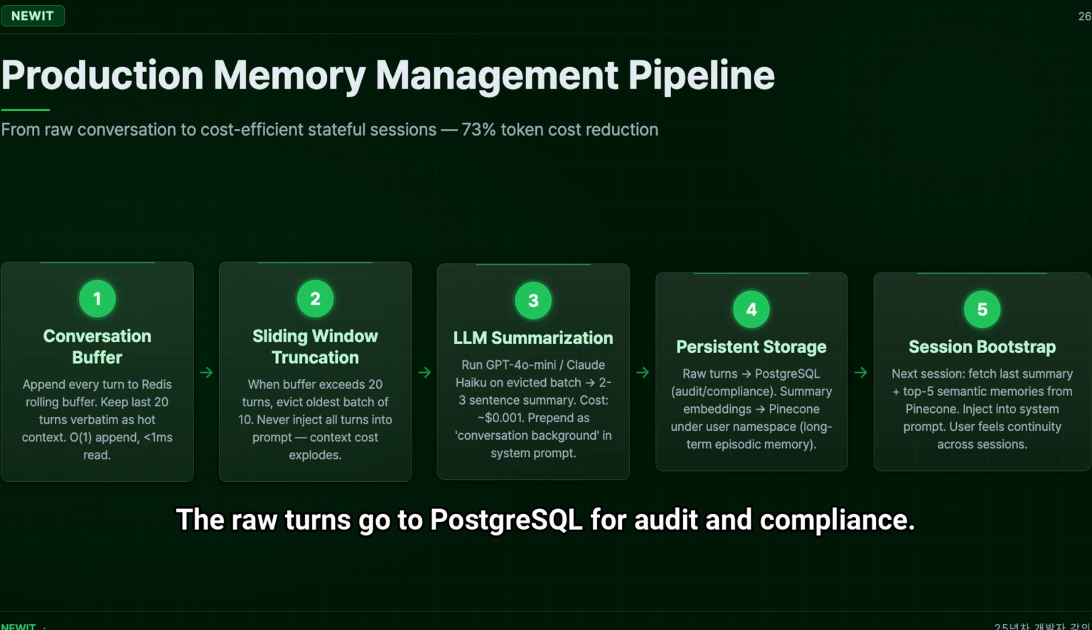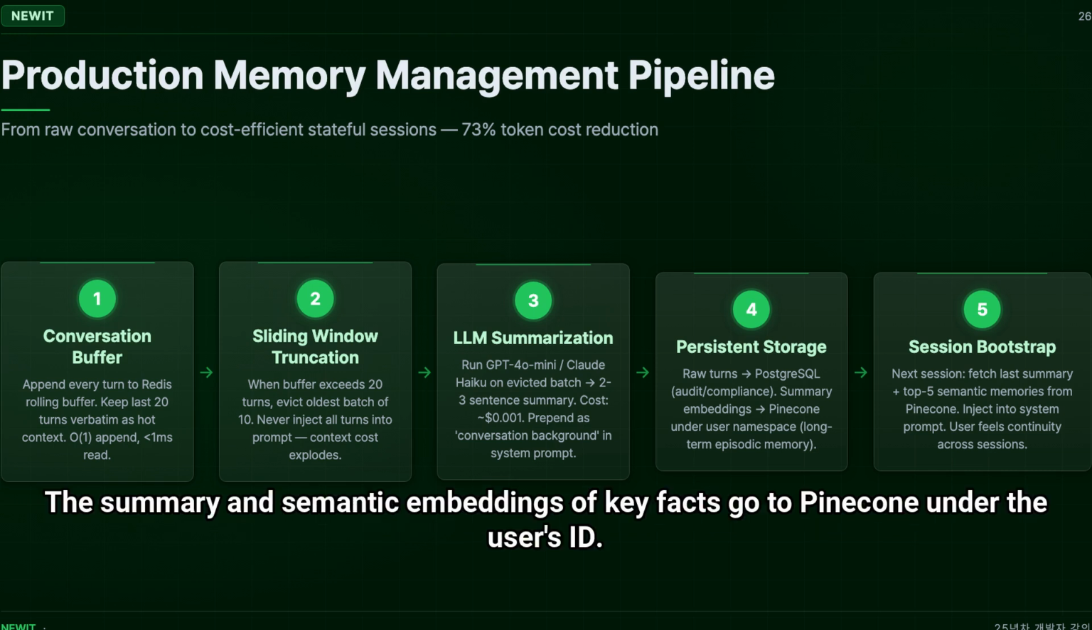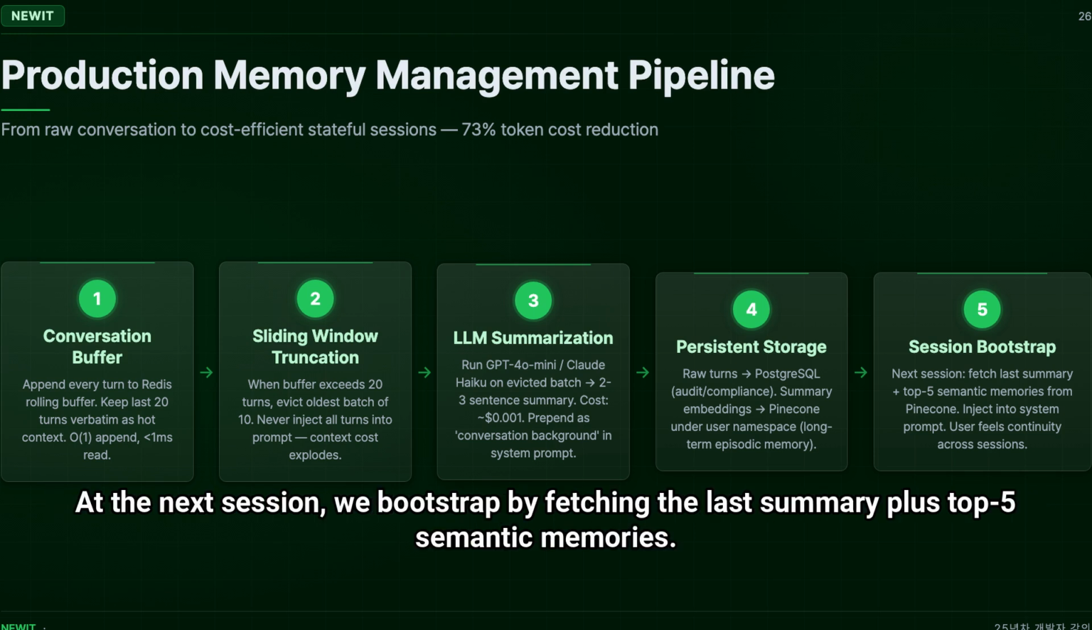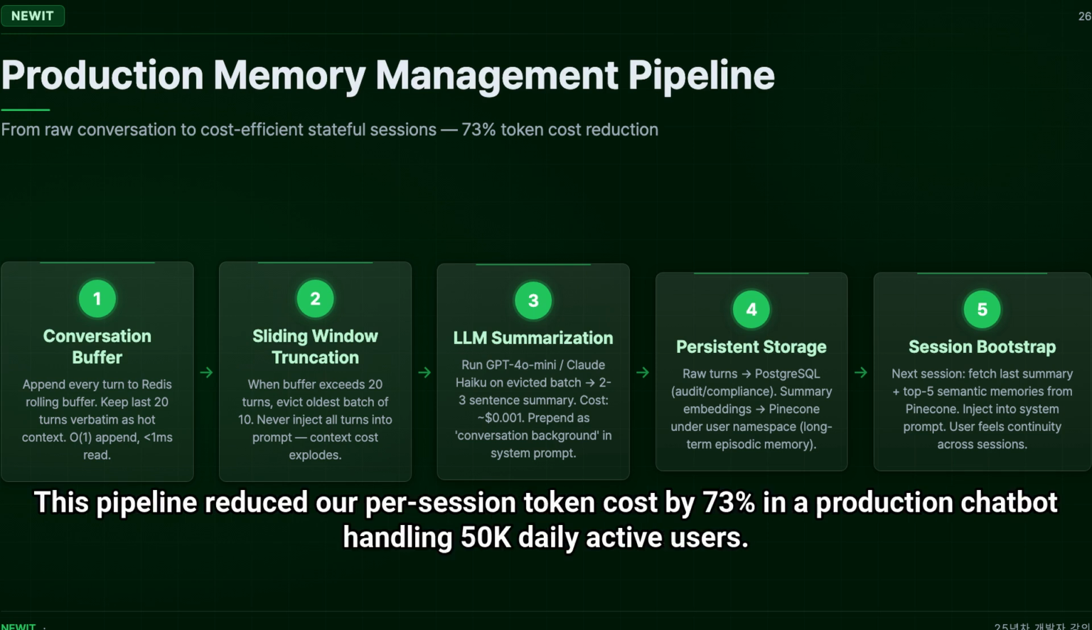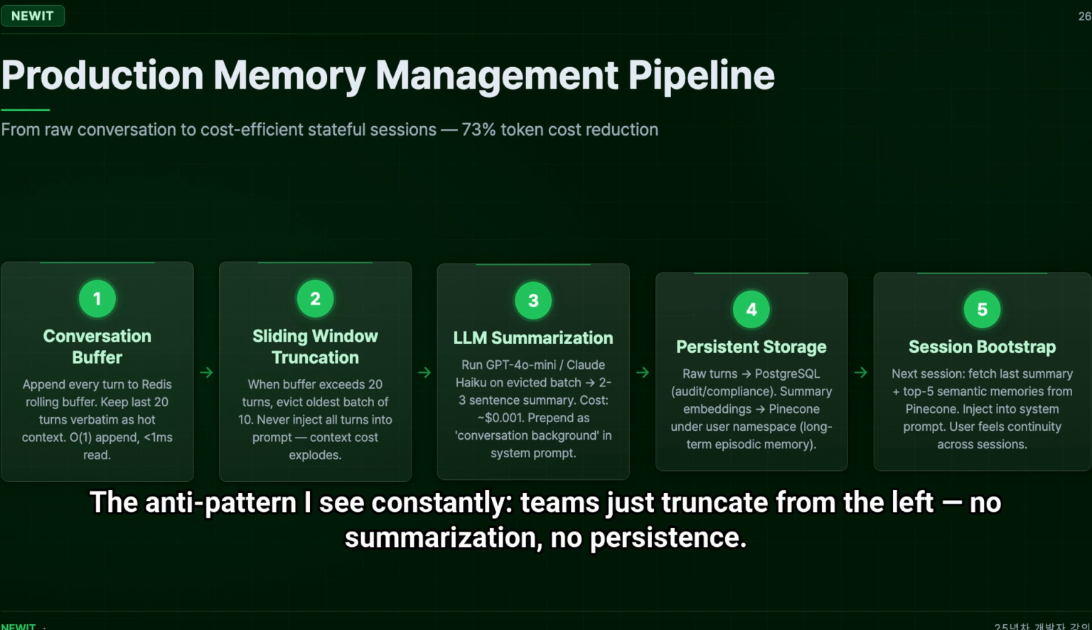Step 4. Persistent storage. The raw turns go to PostgreSQL for audit and compliance. The summary and semantic embeddings of key facts go to Pinecone under the user's ID. At the next session, we bootstrap by fetching the last summary plus semantic memories. This pipeline reduced our per-session token cost by 73% in a product chatbot handling 50K daily active users.